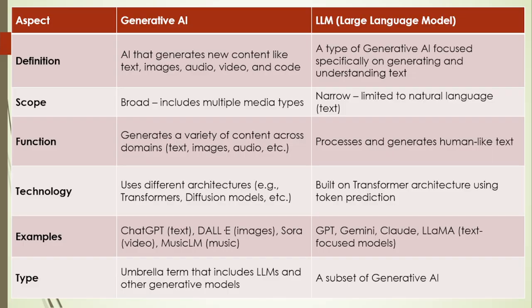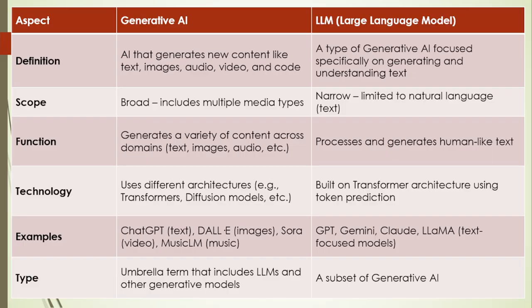Talking about the scope, generative AI is broader and includes multiple media types, and LLM is limited to natural language. Function wise, generative AI generates a variety of content across domains like text, images, audio, and LLM will stick to text generation. Then what are the technologies used by both? Generative AI uses different architectures, for example transformers, diffusion models, etc. And LLM is built on a transformer architecture using token prediction. We'll deep dive into this technology front in upcoming videos.